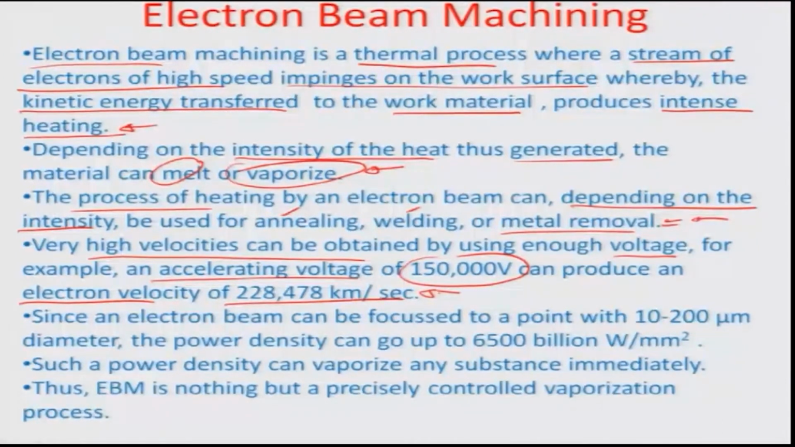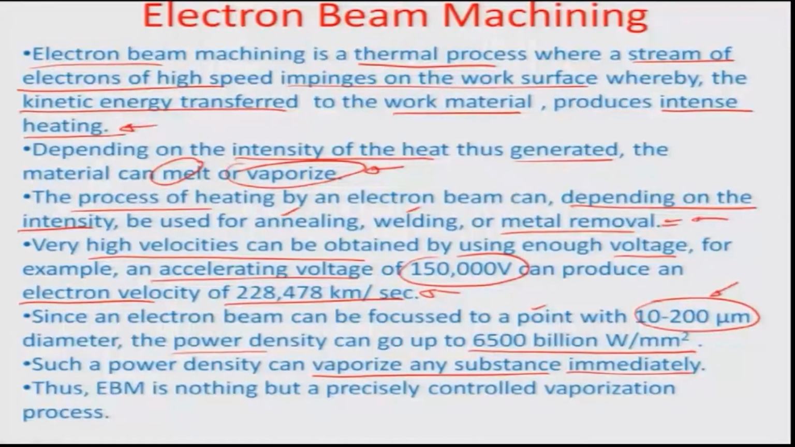Since an electron beam can be focused to a point by magnetic fields almost as narrow as 10 to 200 micrometers, and in fact this limit has gone down further these days, the power density at that particular point can go up to almost 6500 billion watts per square millimeter. Such a power density can obviously vaporize any substance which comes in contact with it immediately.